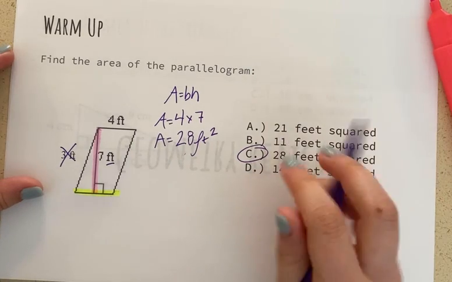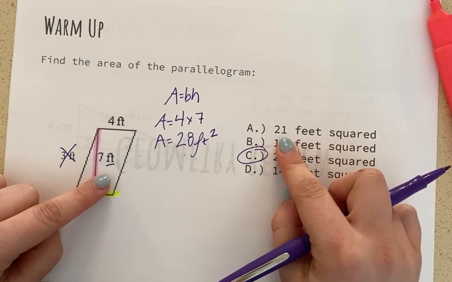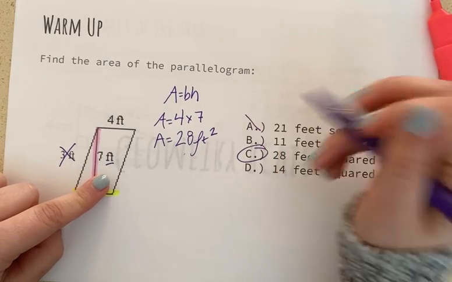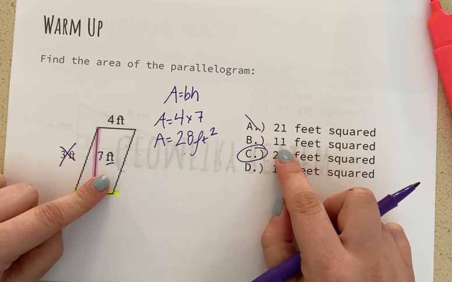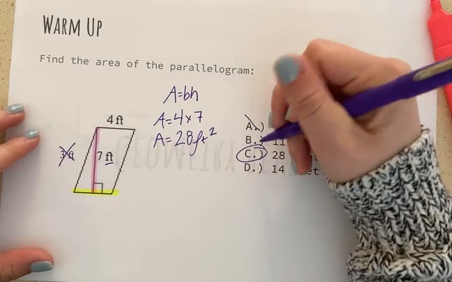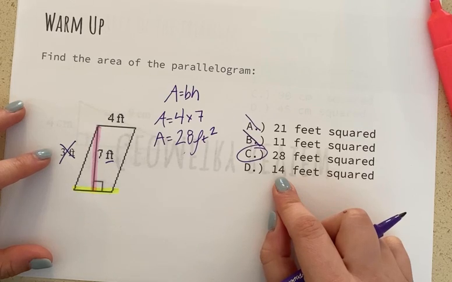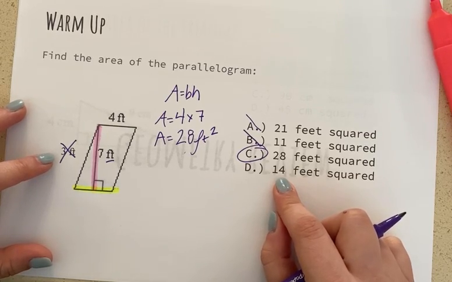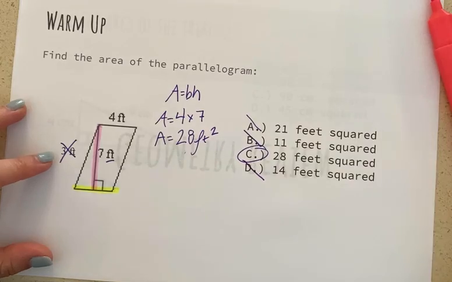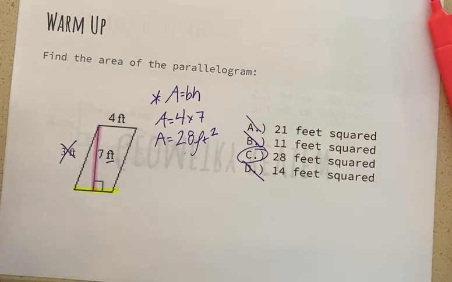If you picked answer choice A, you multiplied this side with the height, and that is not correct. If you picked answer choice B, you added 7 and 4, and we know that we can't do that to find the area. And if you picked answer choice D, that means you added all 3 of those numbers. So be sure every time to write each formula so that you ensure that you're getting the correct answer.